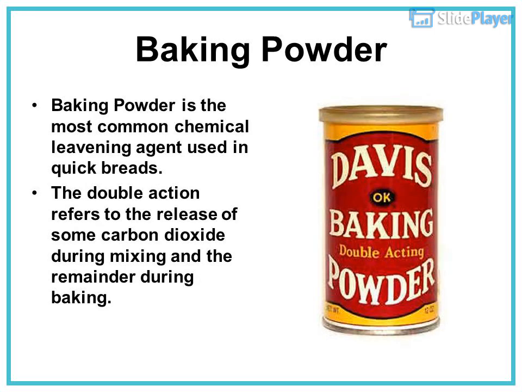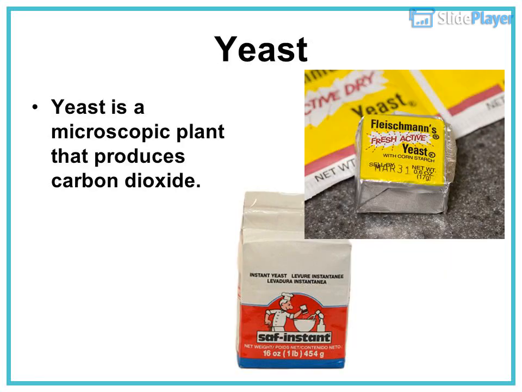Baking powder is the most common chemical leavening agent used in quick breads. The double action refers to the release of some carbon dioxide during mixing and the remainder during baking. Yeast is a microscopic plant that produces carbon dioxide.